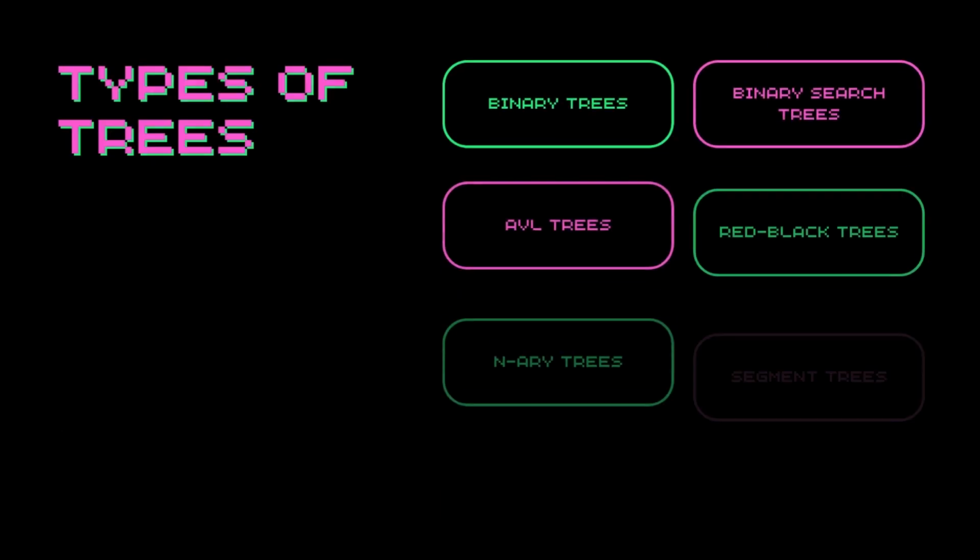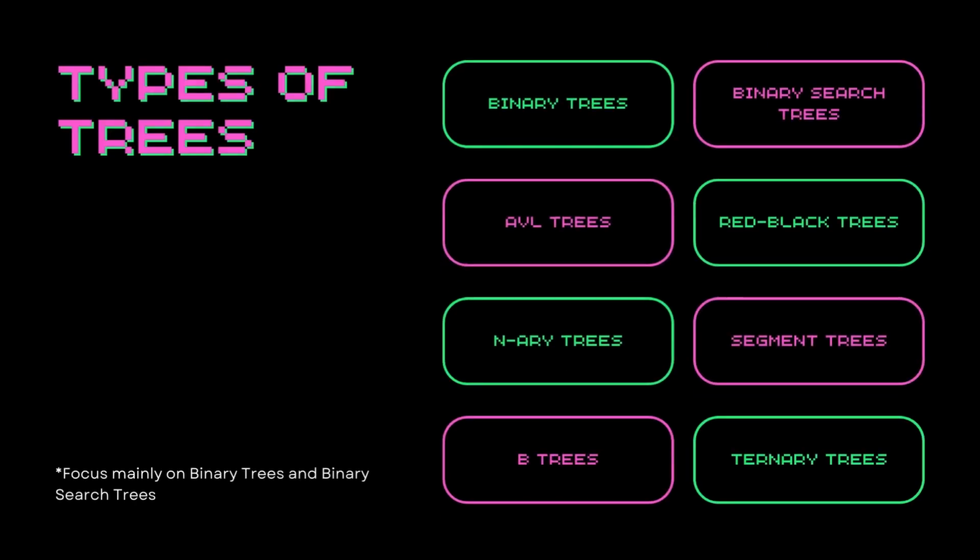Types of trees. So we have trees like binary trees, binary search trees, AVL trees, red-black trees, n-ary trees, segment trees, B or B+ trees, and ternary trees. But these are not all. There are many more types of trees. But don't panic, you don't need to learn all of them. Just focus on binary trees and binary search trees.